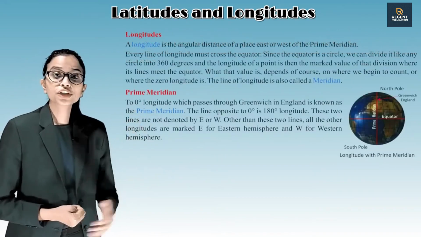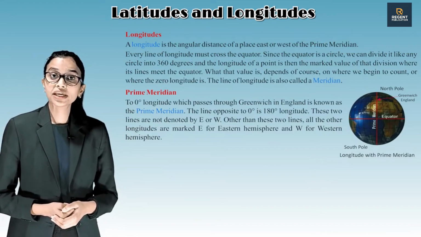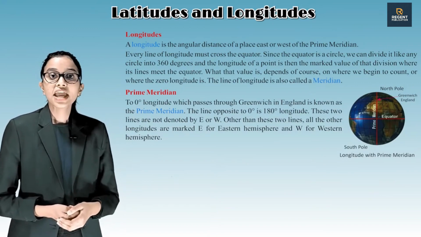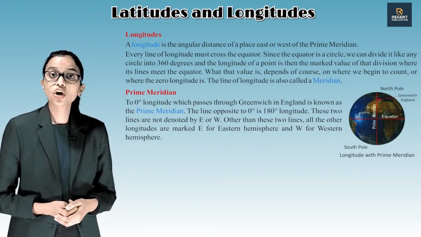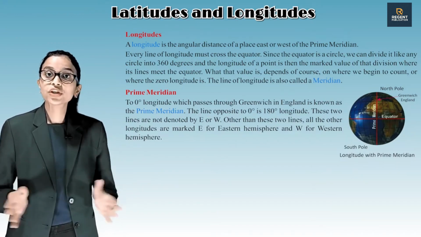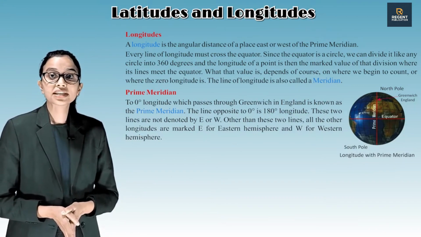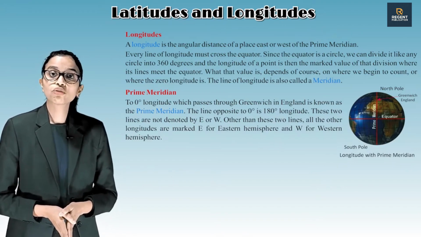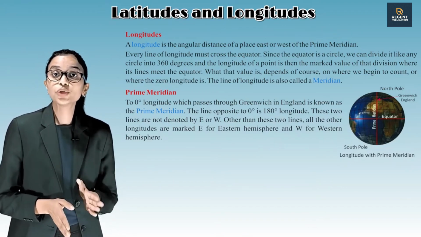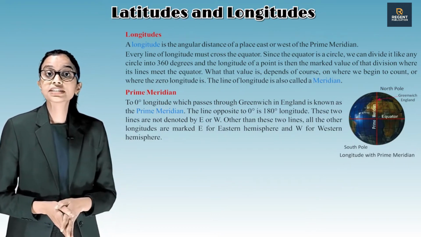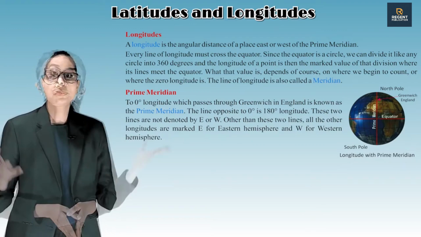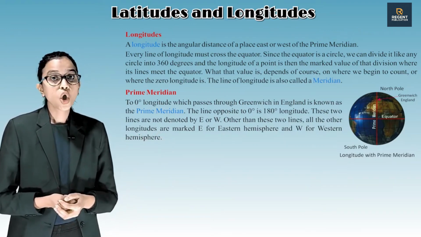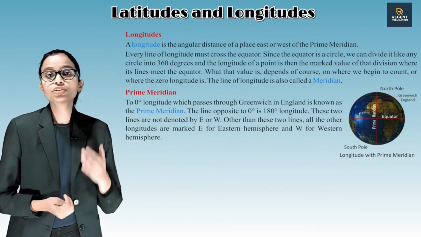Longitudes. A longitude is the angular distance of a place east or west of the prime meridian. Every line of longitude must cross the equator. Since the equator is a circle, we can divide it like any circle into 360 degrees, and the longitude of a point is the marked value of that division where its lines meet the equator. What that value is depends, of course, on where we begin to count, or where the zero longitude is.